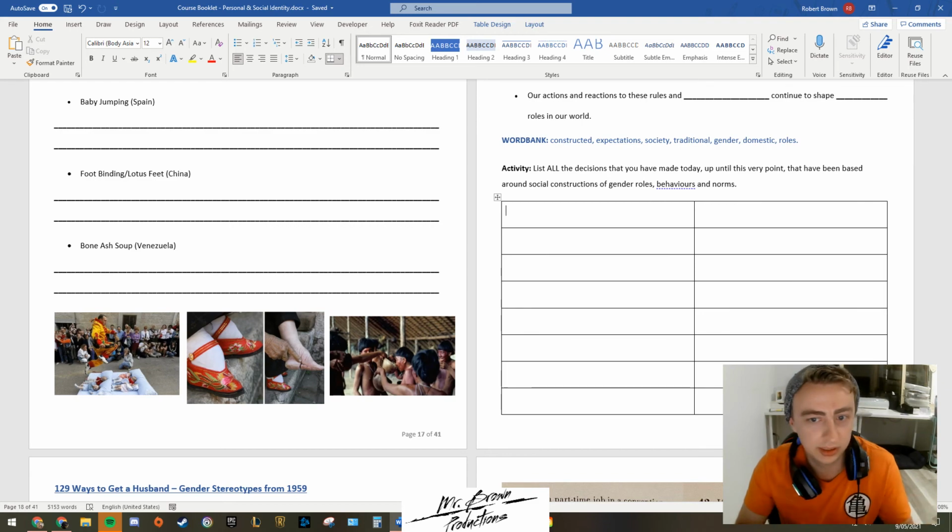So try to really think of every single decision that you can, and think of how that's related to your gender. Okay, so pause, do that activity, fill up the table, check with people around you, because they might have some ideas that you haven't thought of. Okay, beautiful.